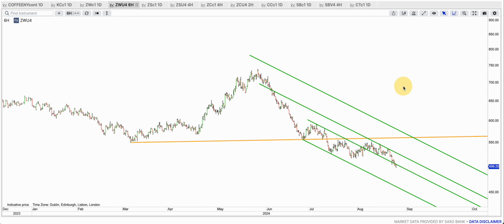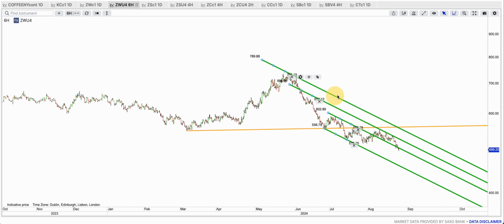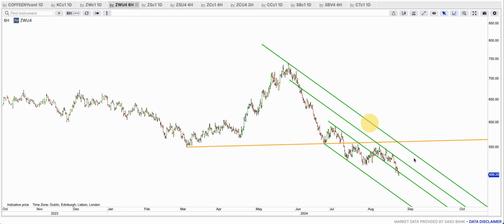And if you look at the wheat September contract, it had broken this golden support, not even back tested it properly. This green downtrend is still very much its potential downtrend. Actually, the top band wasn't really tested, but either way, it is looking very bearish.